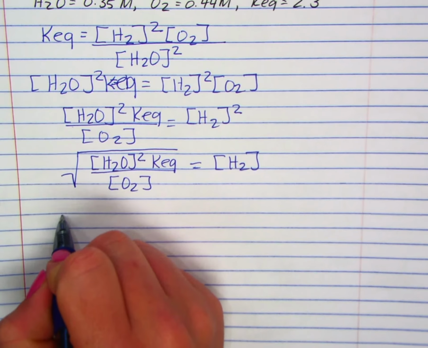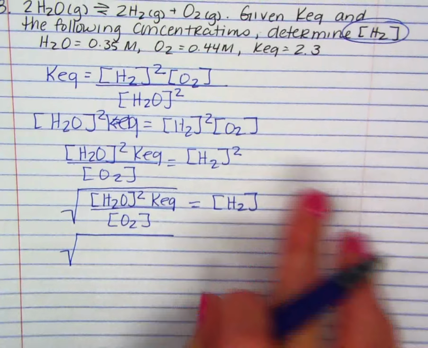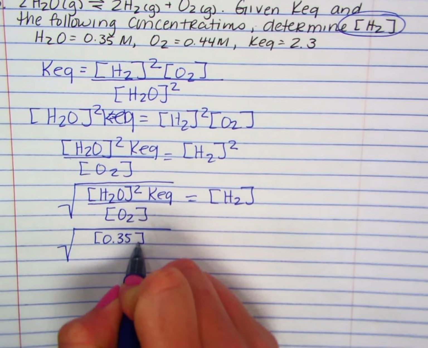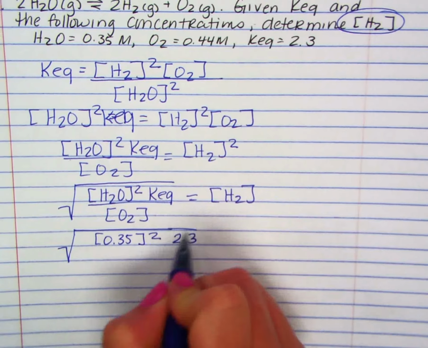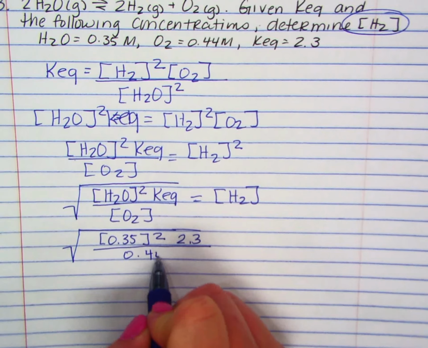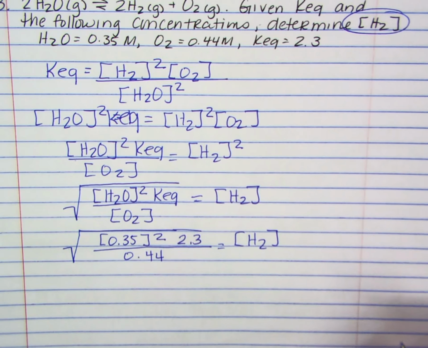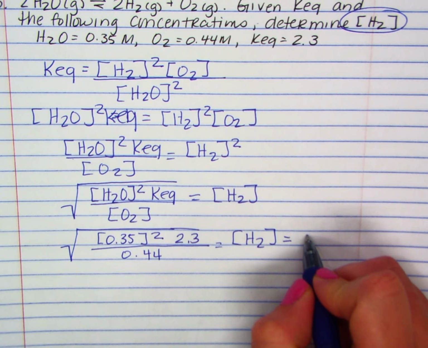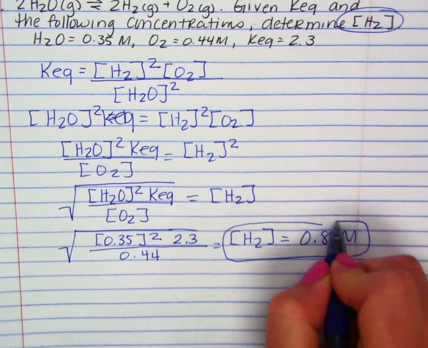And now that I have it all nicely arranged, I can very easily plug in and then solve. So, looking back at my problem, H2O was 0.35 molar, so 0.35 squared. My KEQ was 2.3 over, O2's on the bottom, 0.44, equals H2. Okay. I'm going to plug that into my calculator, and I'm going to end up with a concentration of 0.80 molar for my H2.